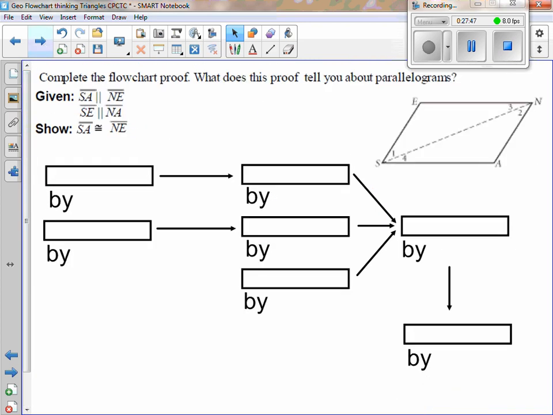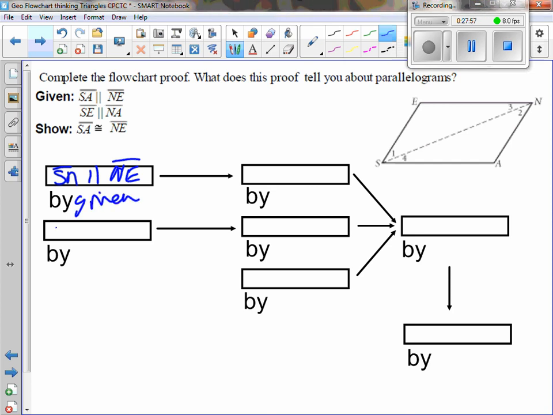We do have this last one here, and I'm just going to go on and fill it in for y'all so you don't have to, and talk y'all through this. This is given. SE is parallel to NA. Given. And really because SA and NE are parallel, and then these other two sides are parallel.